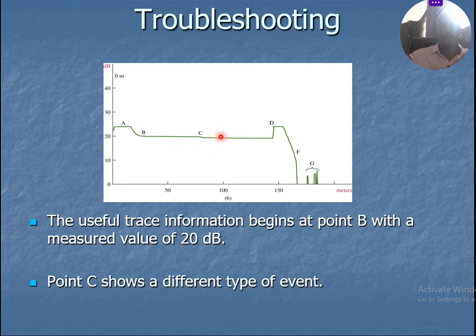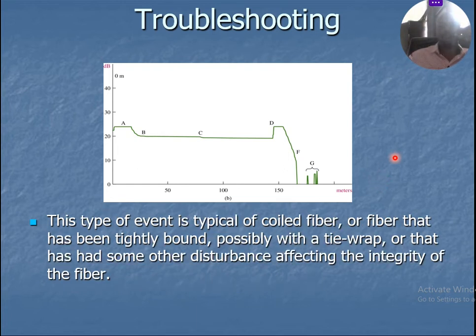Then point C, you can take a look at point C. Point C starts from here all the way to this place. Then we say point C shows a different type of event. Now what could that event be? This type of event is typical of coiled fiber. This point C region, you can see it's so wide. It covers a long range of distance and has almost constant power. So we say this is a typical coiled cable or fiber that has been tightly bent. That's why the range of value over a long distance is almost constant, as if the fiber is tightly bound together.